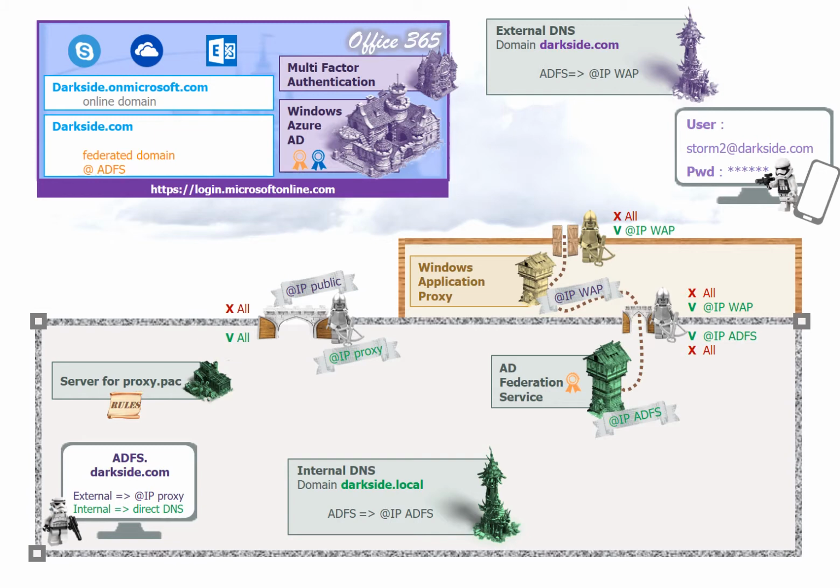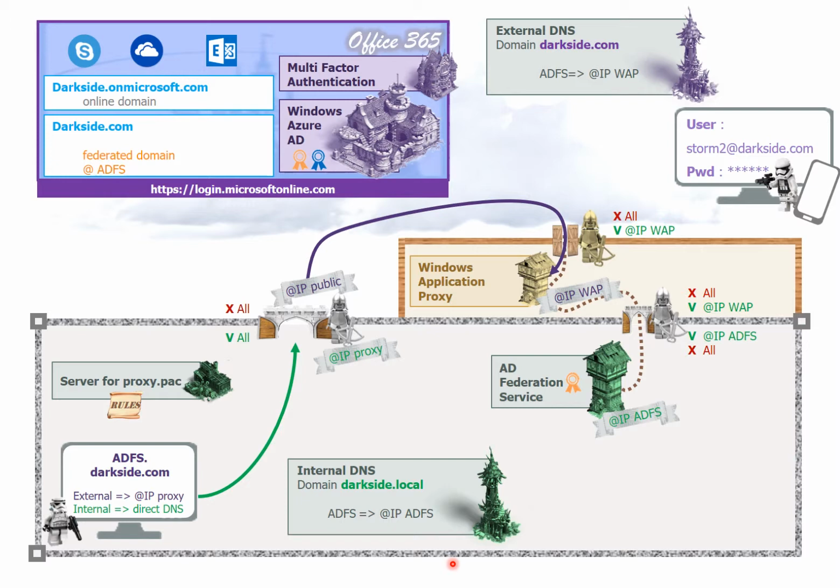But the problem is Office 365 only knows the public address of adfs.darkside.com and not the internal one, adfs.darkside.local. So the user wants to reach adfs.darkside.com, and if I do nothing, the proxy.pac rules stipulate it is an online domain and redirect the user to the proxy, from where he will connect to the external DNS. My internal user will then access the ADFS via the WAP, which is not exactly what was intended. So it can create a network bottleneck on the ADFS. It destroys my internal policies. I am clearly not a fan.